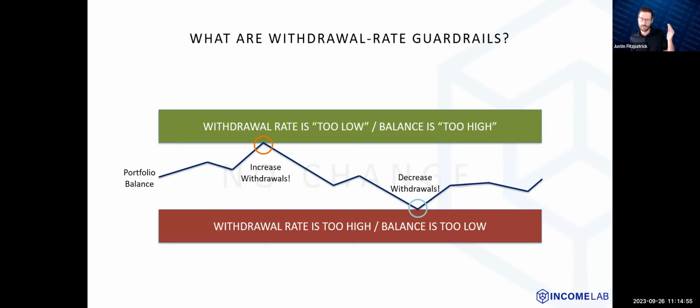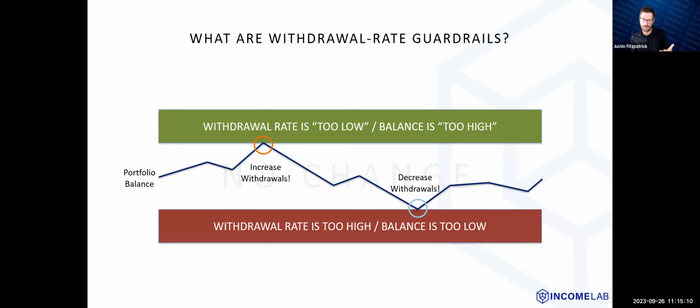Withdrawal rate guardrails on the bottom are the opposite. So if your withdrawal rate is too high, it's because the withdrawals you're taking from that portfolio are too high of a percentage. So if that balance went from $1 million to $800,000 to $500,000 and you're still taking $50,000, now it's a 10% withdrawal.